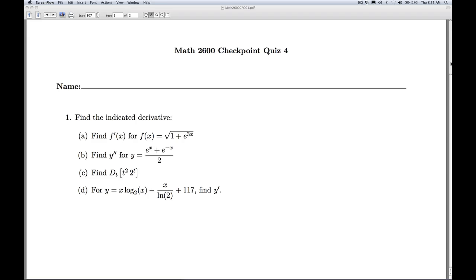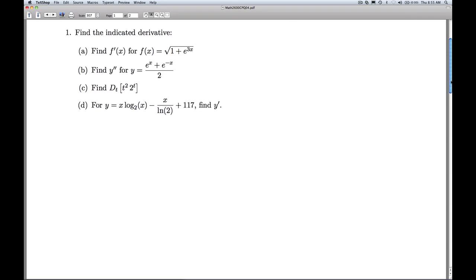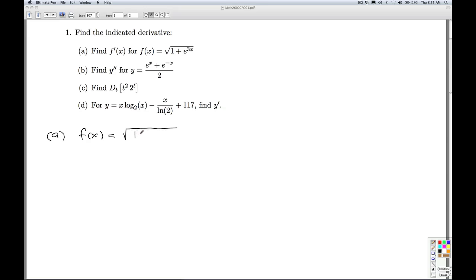Hi folks, this is Calc 2, Checkpoint Quiz 4. In number 1, we're asked to find the derivative of some functions. So we'll start with part A. We're given f of x equals the square root of 1 plus e to the 3x.